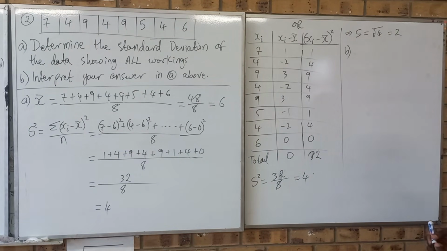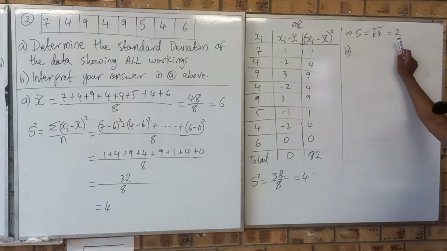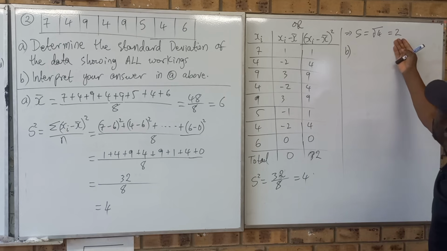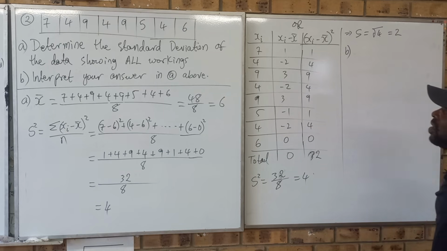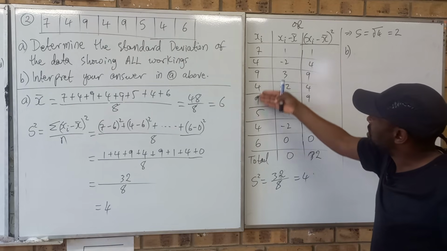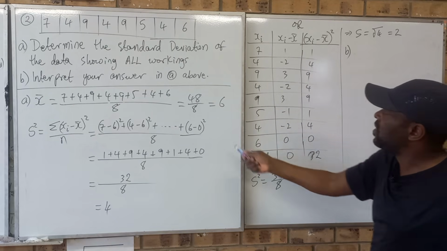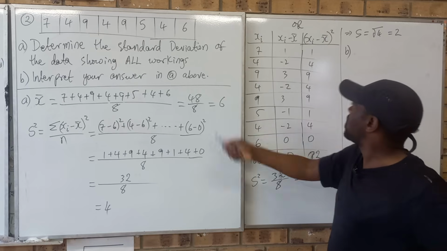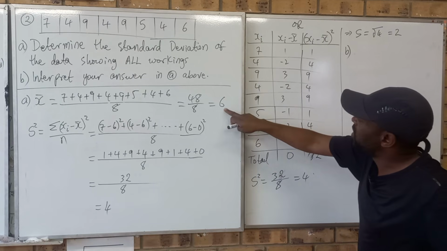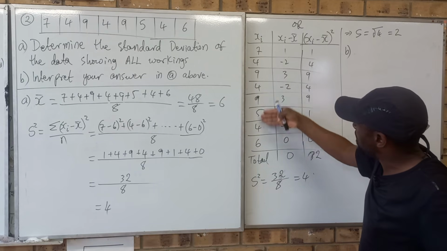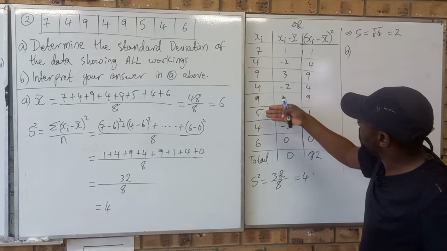So if we're interpreting our standard deviation, you see this number is quite small. As I told you before, standard deviations below 5 are considered to be small, above are considered to be high. So if this is small, how do you interpret it? The small standard deviation tells us that most of the data points are close to the mean. If you check, your mean is 6, the data points are here, 7, 4, all these numbers are close to the mean.